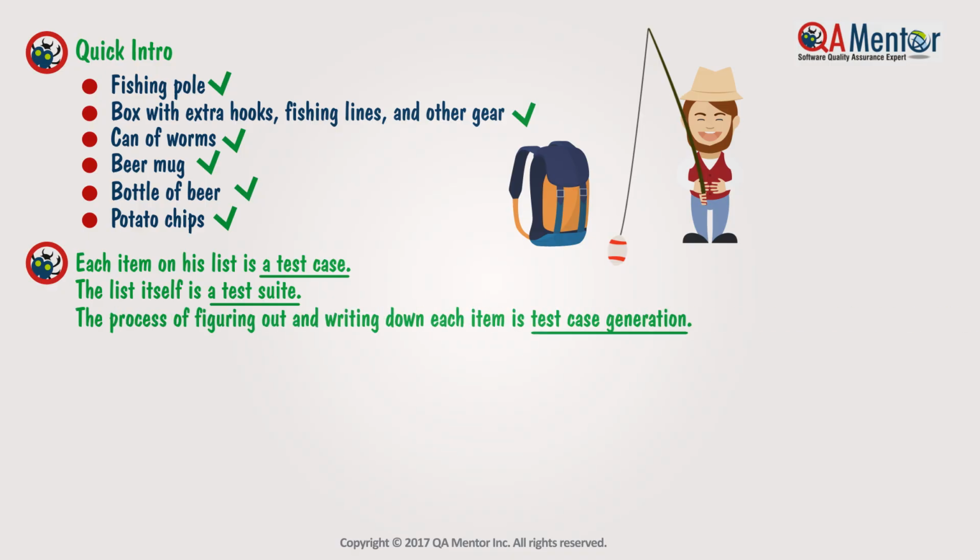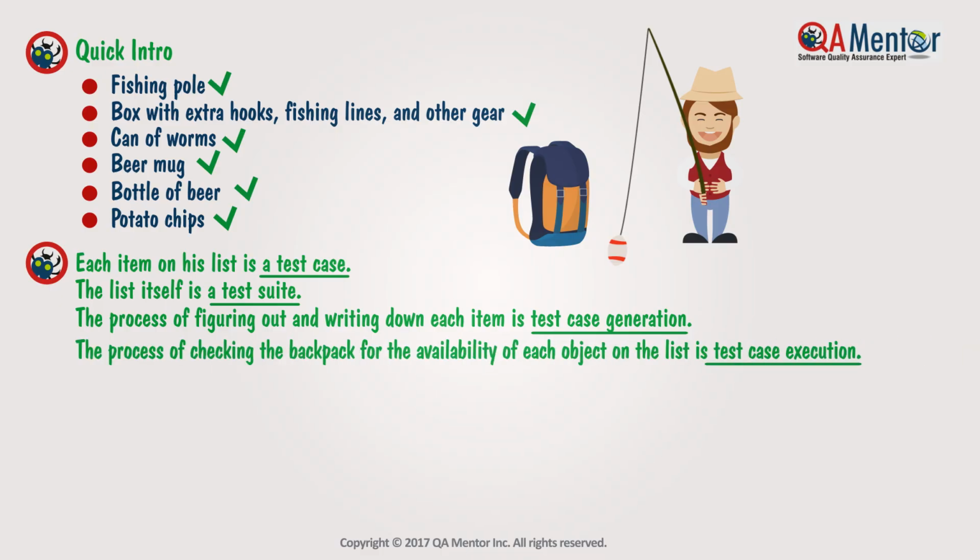The process of figuring out and writing down each item is test case generation. The process of checking the backpack for the availability of each object on the list is test case execution.